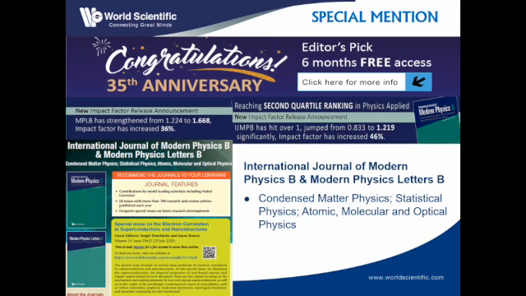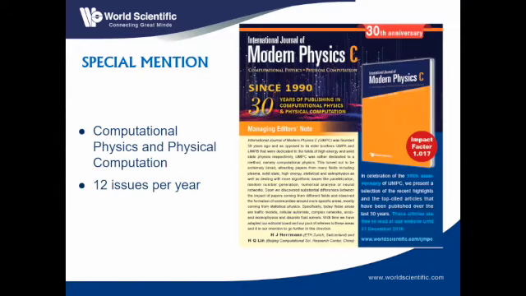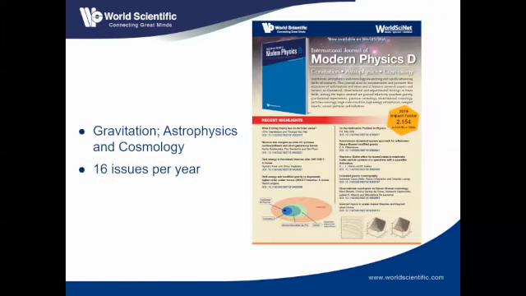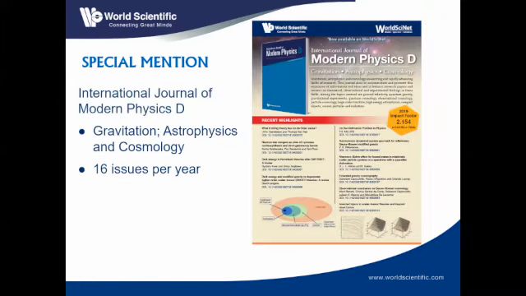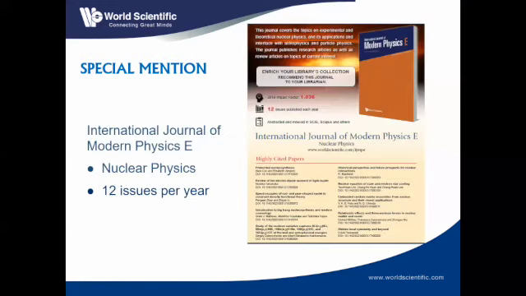International Journal of Modern Physics B and Modern Physics Letters B, which cover condensed matter physics and statistical physics. We have an impact factor of 1.6 this year for Modern Physics Letters B and 1.2 for IJMPB. And we have the computational journal, which is IJMPC. We have our cosmology journal, which is IJMPD. And we have our nuclear physics journal, which publishes 12 issues a year, is IJMPE.